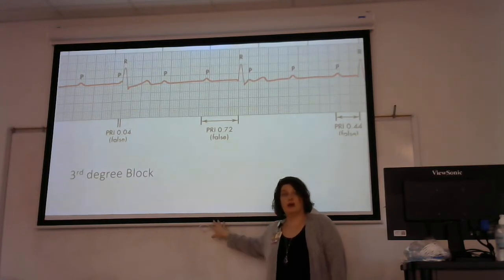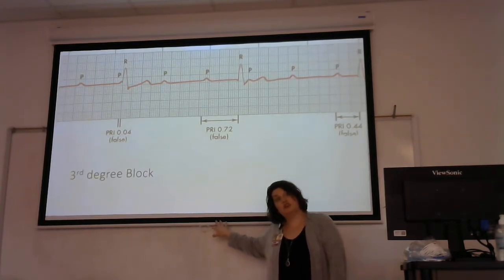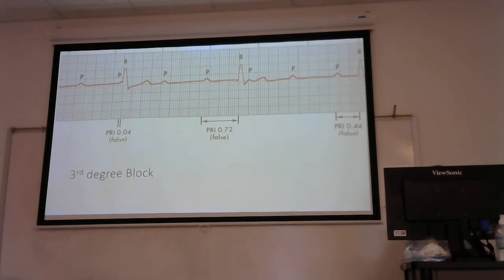we got a problem. They won't live very long in third degree, because we have to have communication in order to have cardiac output. If we don't communicate, we're not going to have cardiac output. So the atria and the ventricles are beating independently, so you're going to start seeing signs of decreased cardiac output.